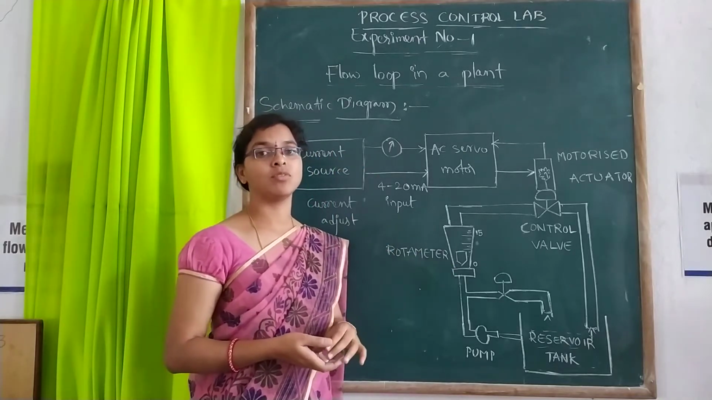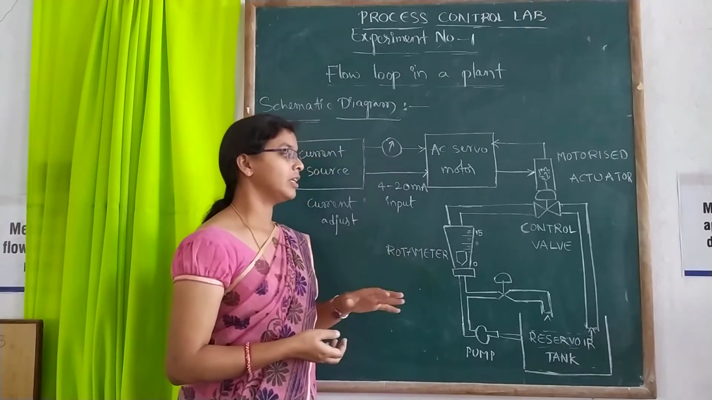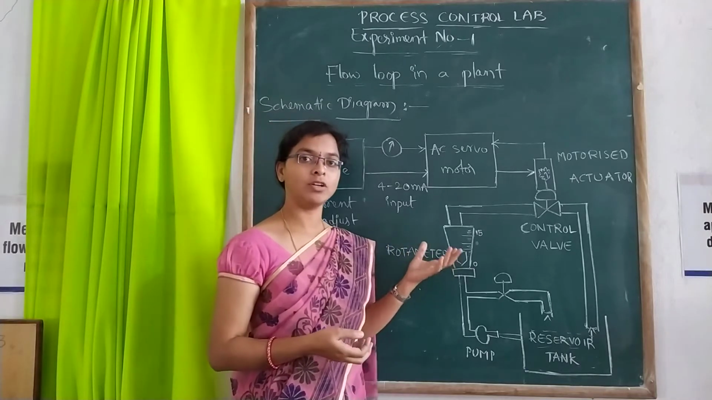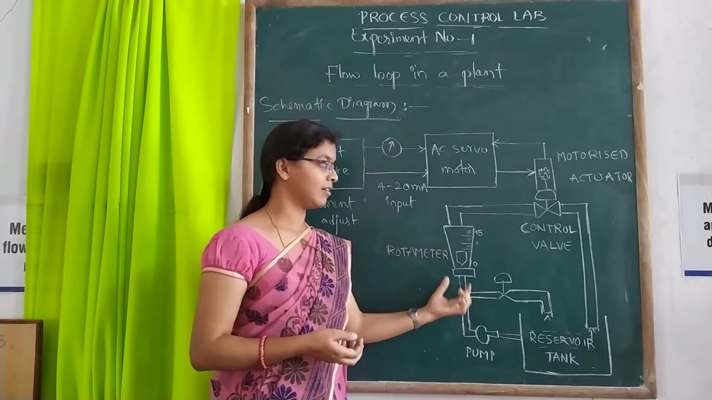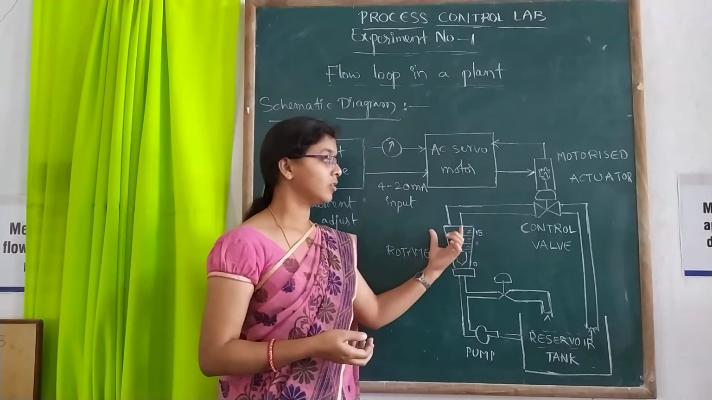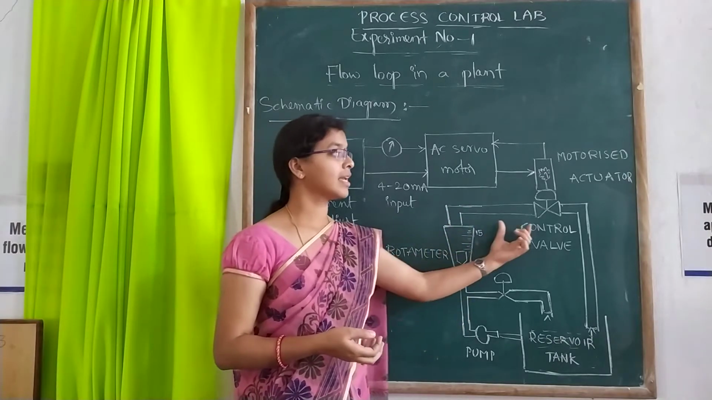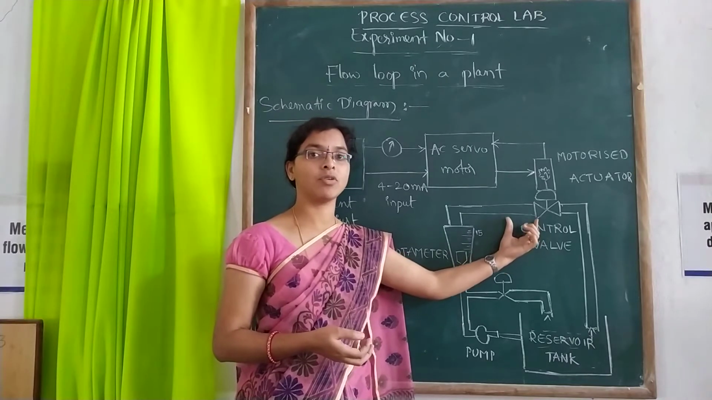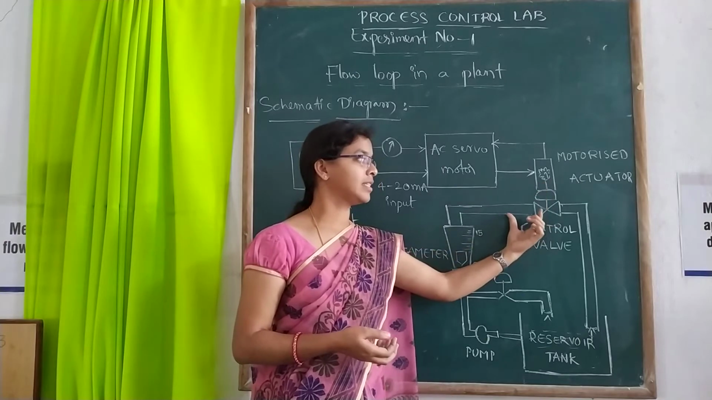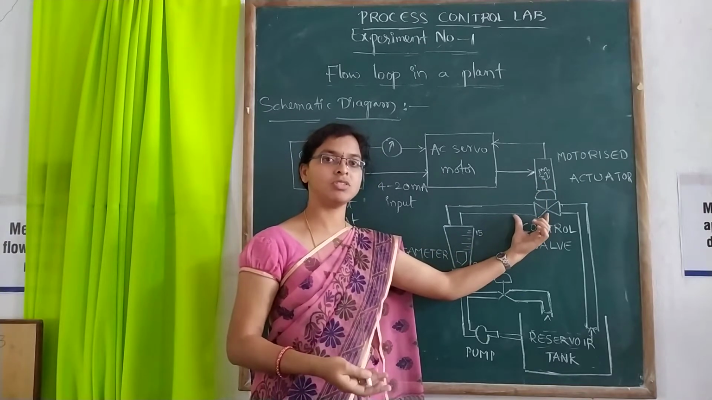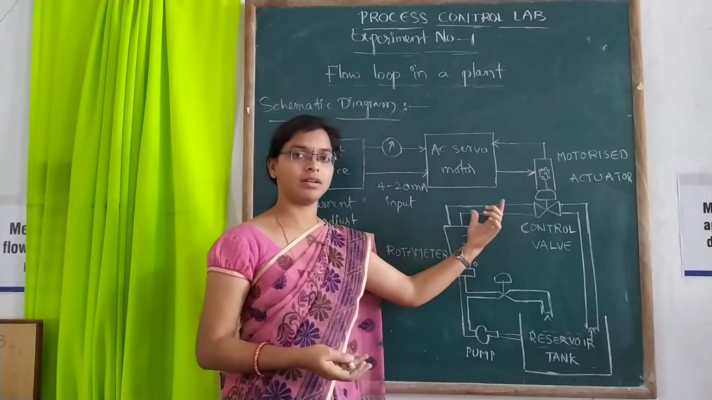This is a schematic diagram of the flow loop in a plant. We are going to measure the flow rate by using a rotameter. This is a vertical flow pipe, and here we are going to control the flow rate by using a control valve, which is operated by an electronic actuator. So this is a control valve used for only the electronic type.